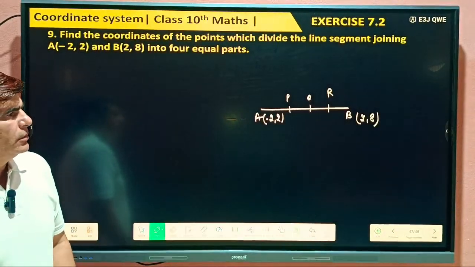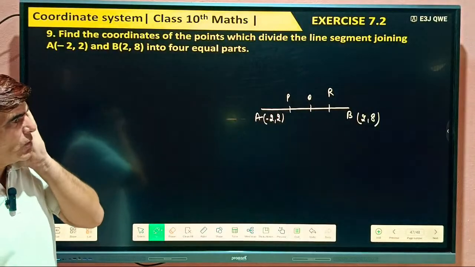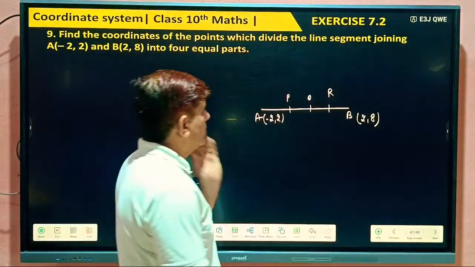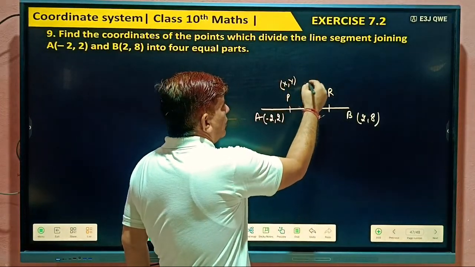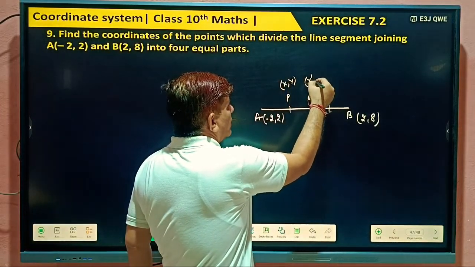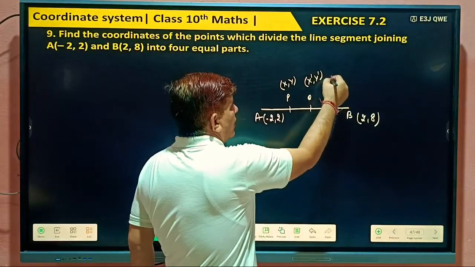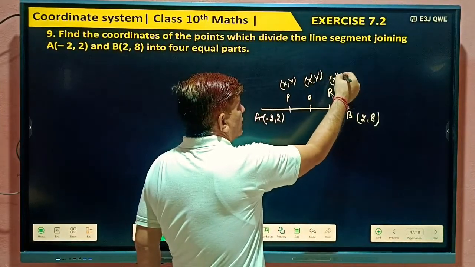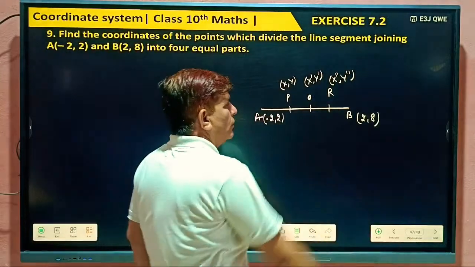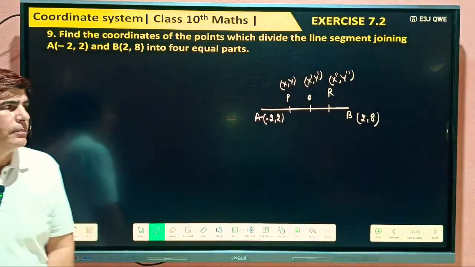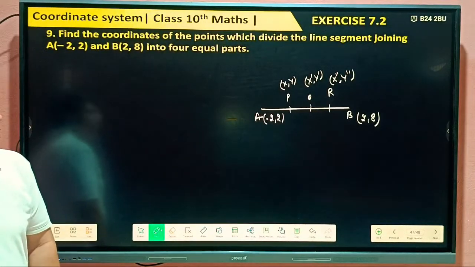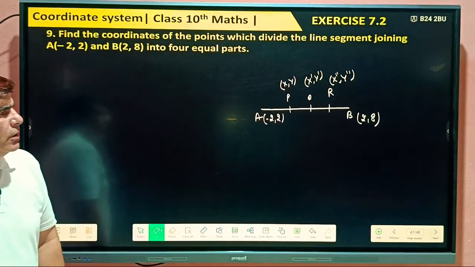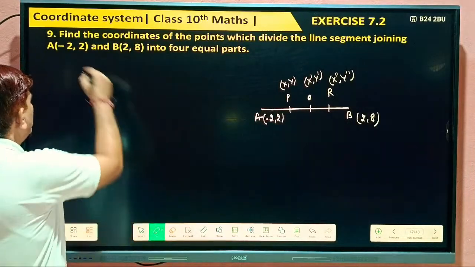Understood? So we have to find out the coordinates of which? P. We are saying coordinates of P are these, Q is x dash, y dash, R is x double dash, y double dash. We have to find out the coordinates of these. Understood? There are many methods by which we can find this out. So, let's solve.